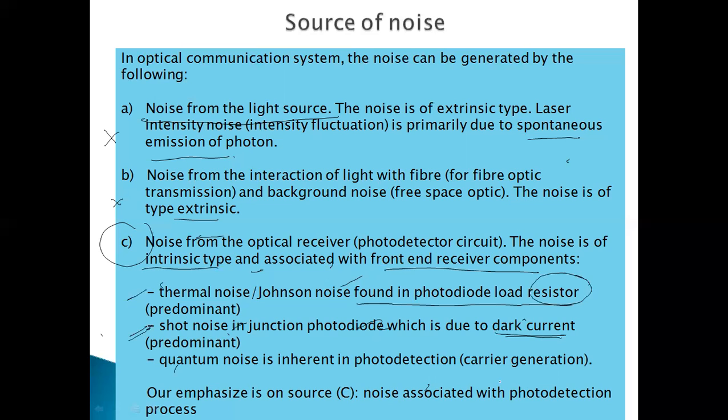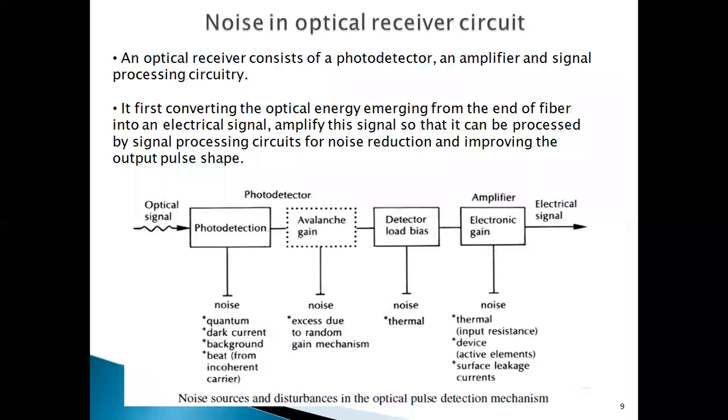The third one is known as quantum noise, and this is basically related to carrier generation. We're going to see these one by one later on. So, thermal noise, shot noise, and quantum noise. Basically, the shot noise can be divided into two types: the first is dark current noise, and the second is quantum noise.